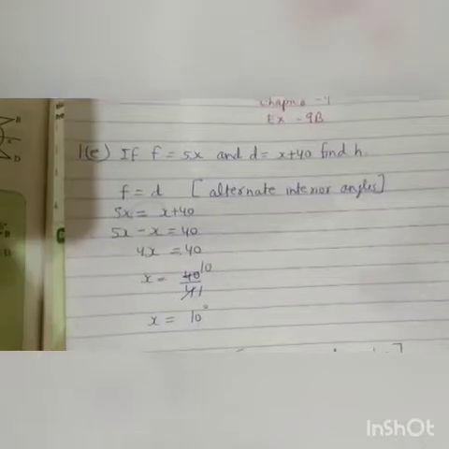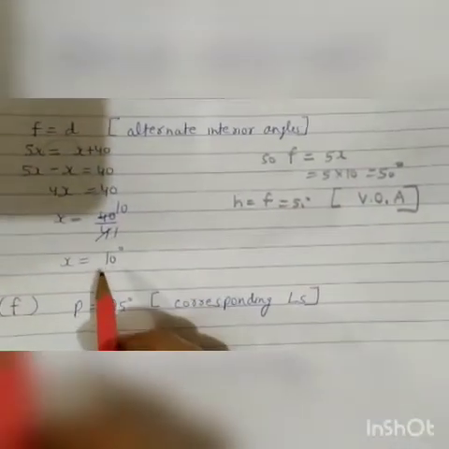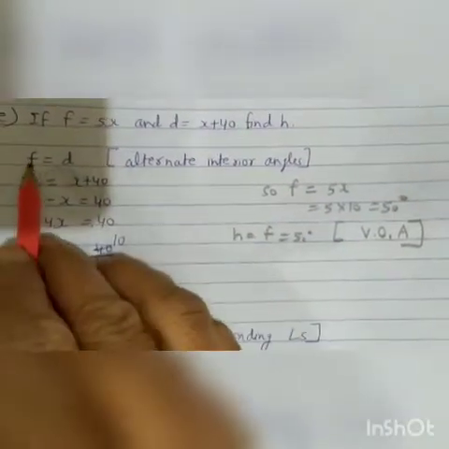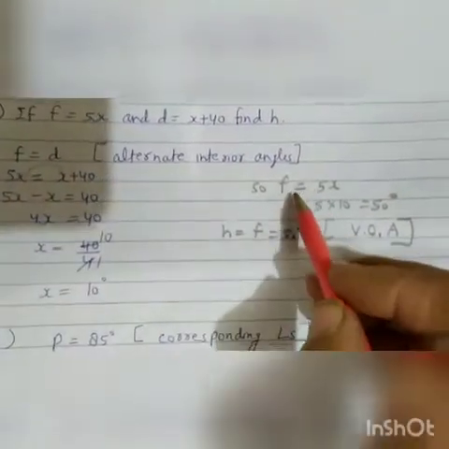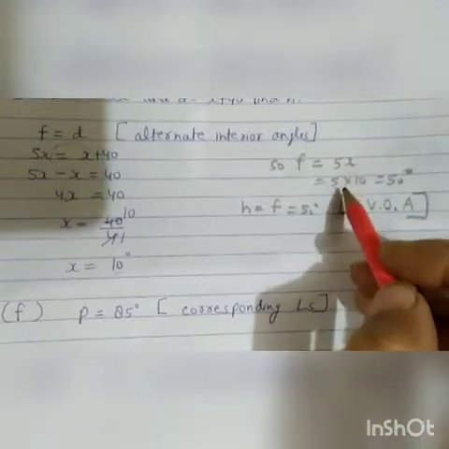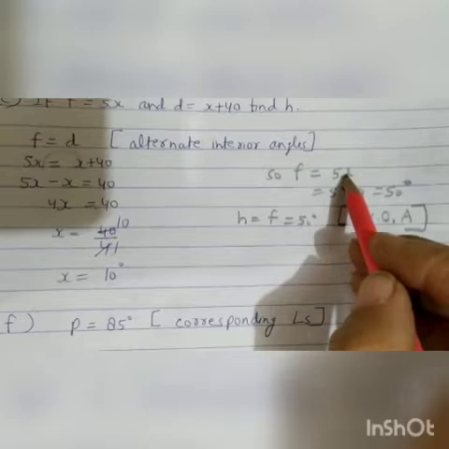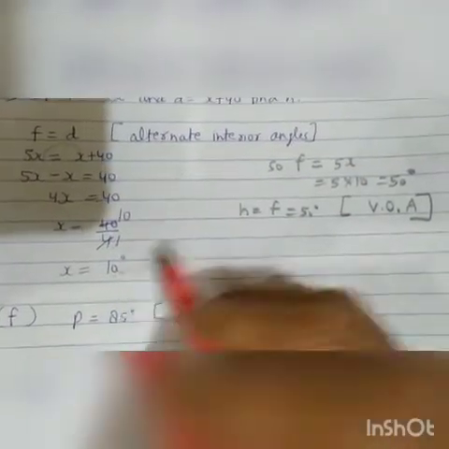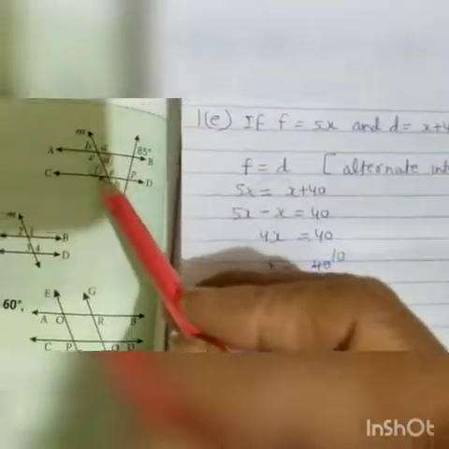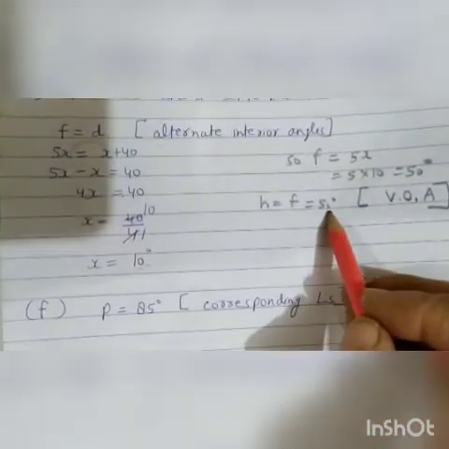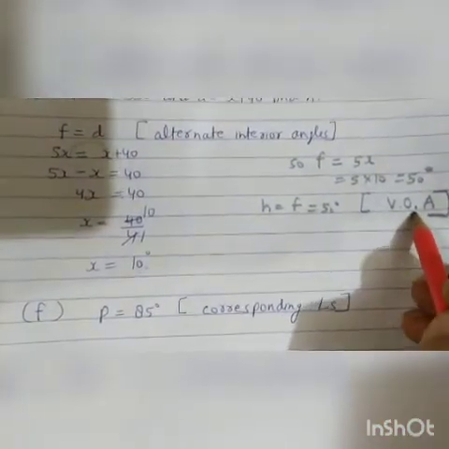And we have to find H. x is equal to 10 degrees. Now F is equal to 5x. 5 multiplied by 10 is 50. We have put the value of x from here. F is equal to 50 degrees. Now H and F, see here. F and H are vertically opposite angles. So H is equal to F, which is equal to 50 degrees. They are vertically opposite angles.